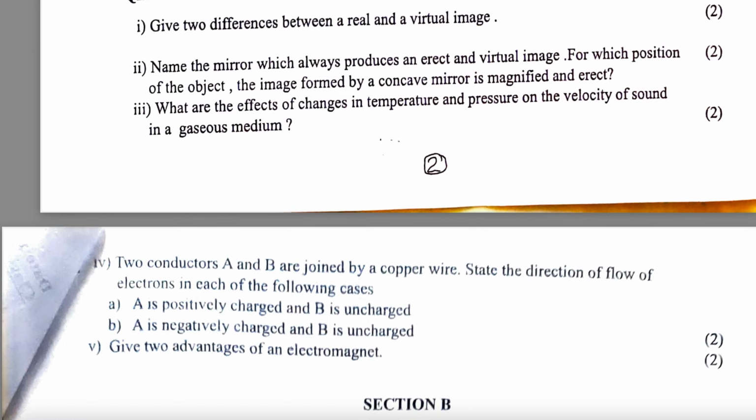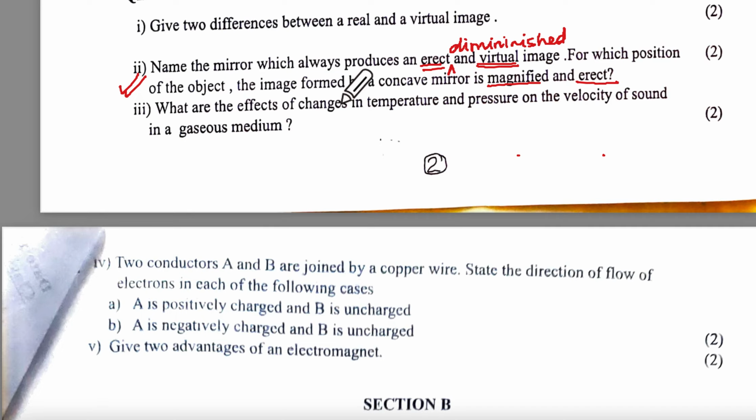So what this question should have been? Upright. If they say diminished, then I will say convex. Understanding? Yes, but ma'am, only upright and virtual means plane as well as convex. Understanding? For which position of the object is the image formed by a concave mirror magnified and upright? When the object is between F and P, correct or no? Yes, ma'am. So you have to know all the ray diagrams.